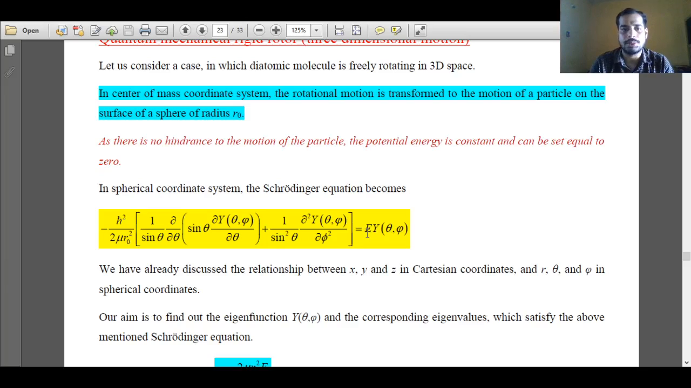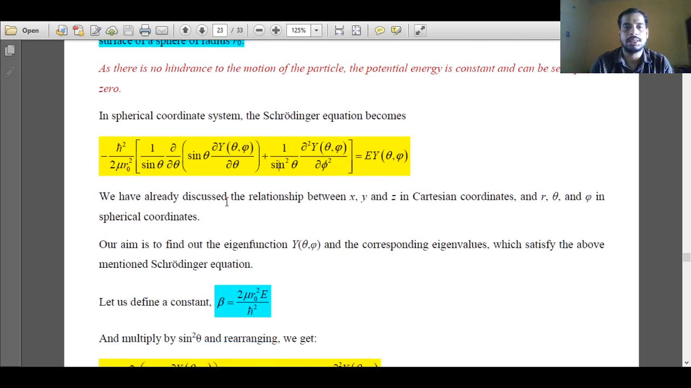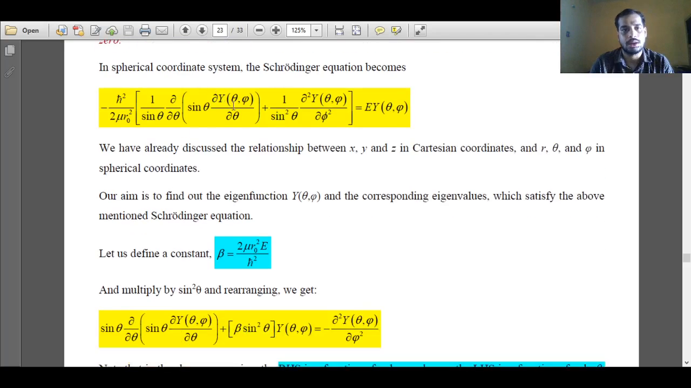So E is the eigen value of the system, and this is the Hamiltonian operator. When the Hamiltonian operator acts on an eigen function, we get an eigen value corresponding to that eigen function, and that eigen value is the energy associated with the rotational motion of the system. Again, the eigen function we have taken here is Y, and it depends upon two variables, theta and phi. This Y of theta and phi is called spherical harmonics, because it depends only on two angle variables.